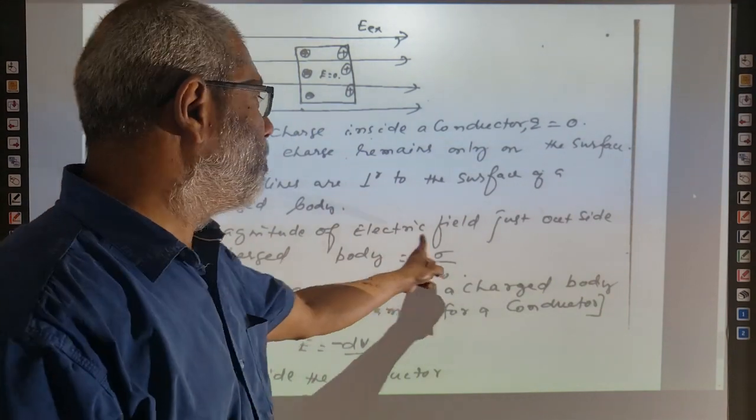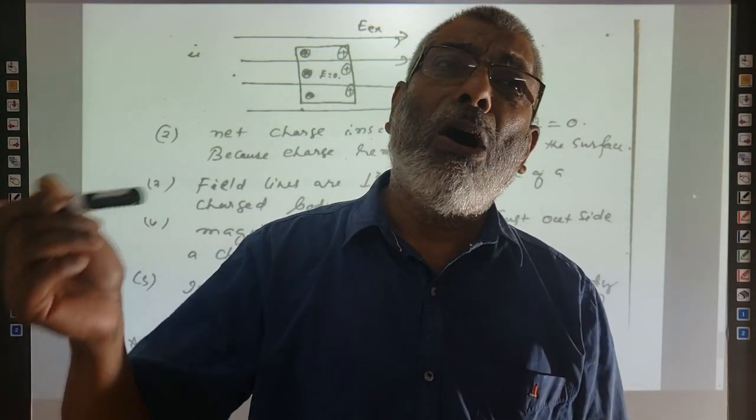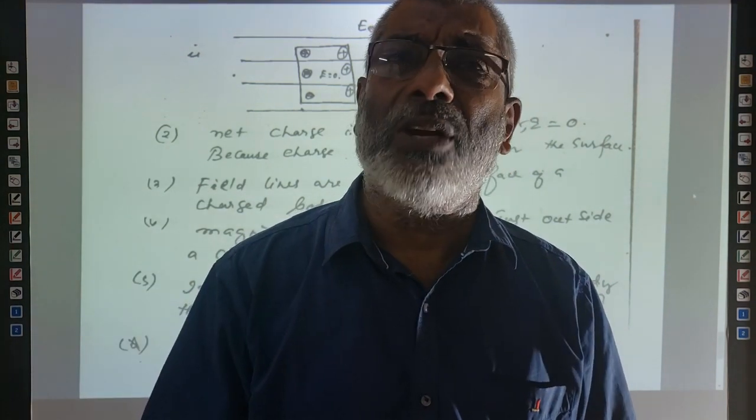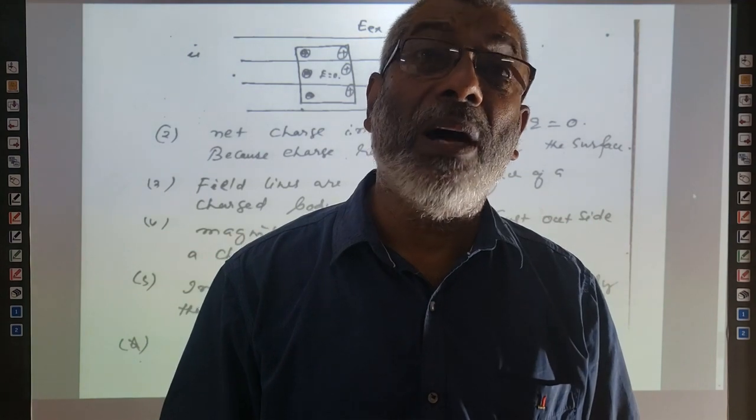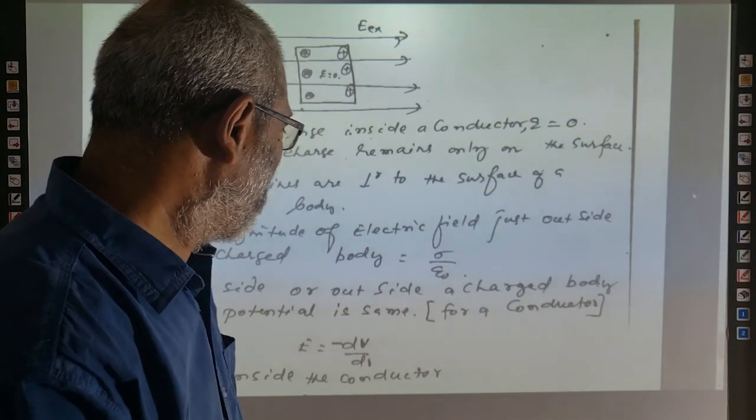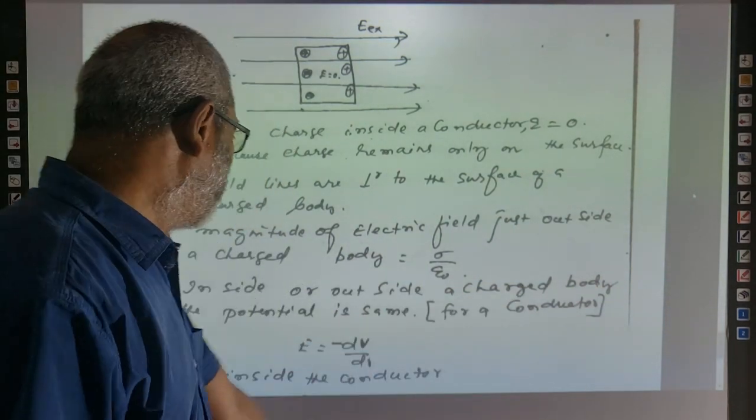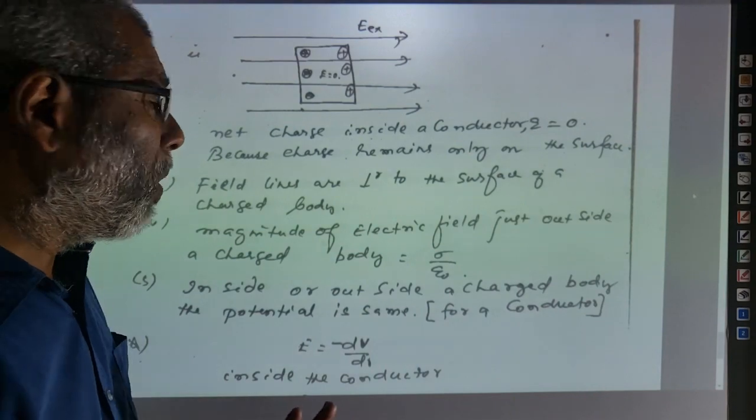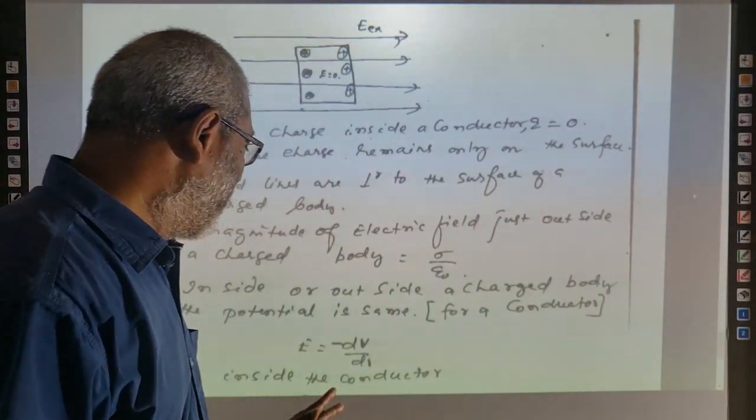Okay, so this is a very important point. What is that? Intensity of electric field on the surface or just outside the surface is always equal to sigma by epsilon 0. What is sigma? Surface charge density. Epsilon 0, everybody knows. Okay, another point I have to say is this one. Inside or outside a charged body, the potential is always the same. We can explain that also.